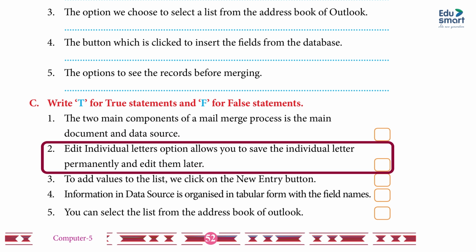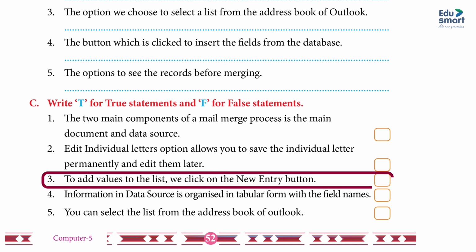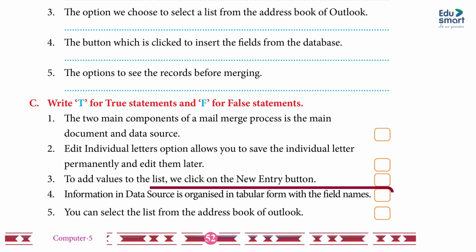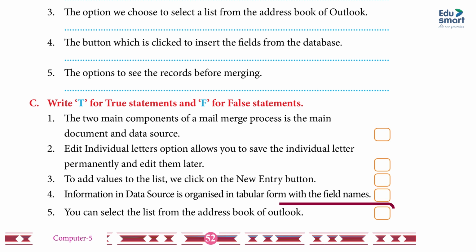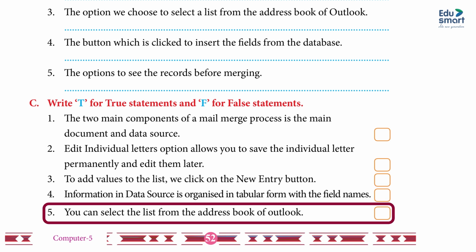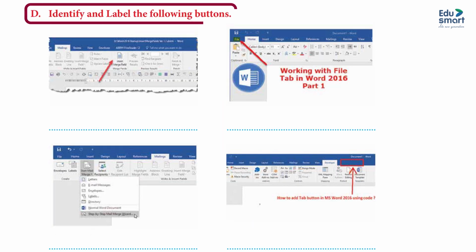Answer: False. 3. To add values to the list, we click on the New Entry button. Answer: True. 4. Information in data source is organized in tabular form with the field names. Answer: True. 5. You can select the list from the address book of Outlook. Answer: False.